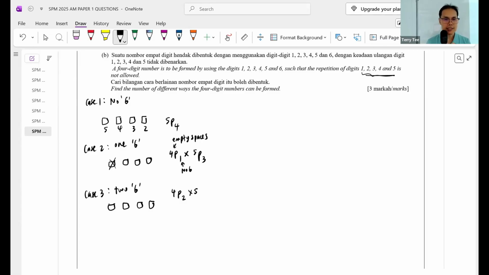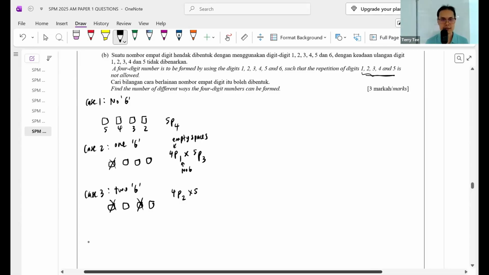Remaining 5, let's say I take the 6 here and 6 here. Let's say I take out 2 spaces for 6. I've got 2 more empty spaces. Remaining 5 numbers: 1, 2, 3, 4, 5. I arrange 2. Okay, up to here. Right.